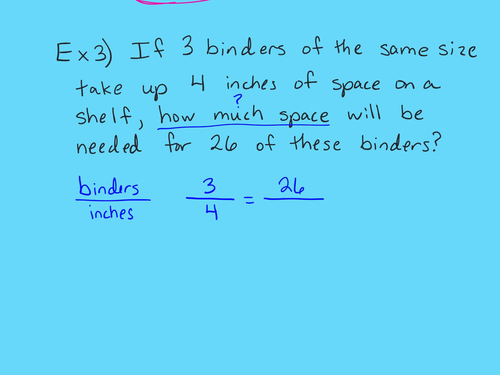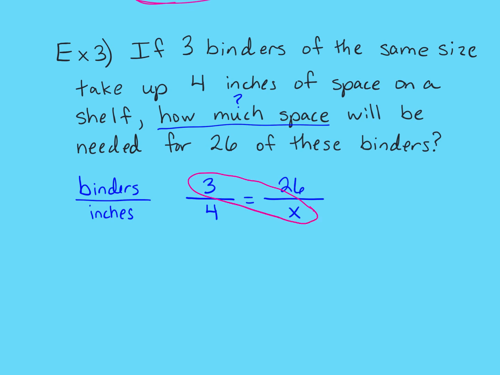So 26 binders take up, we don't know how much space, and if we have a questionable amount in a problem, that's called a variable. So we could write this as x, our variable. That's what we don't know. So now I'm just going to solve this proportion. I'm going to cross multiply.